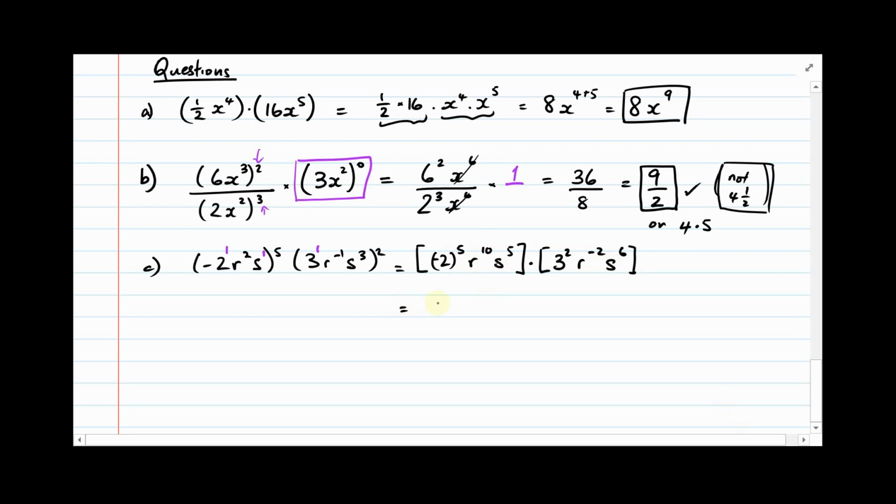-2 to the 5th would be -32, r to the 10th, s to the 5th. I guess I should have, but I didn't. All right, so r to the -2, s to the 6. We want to combine like terms, so -32 times 9, r to the 10th times r to the -2, s to the 5th times s to the 6th.